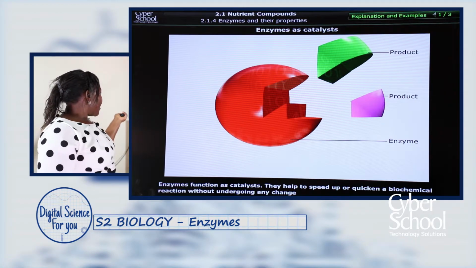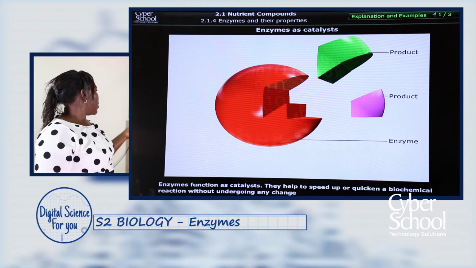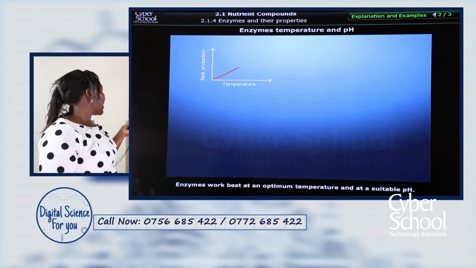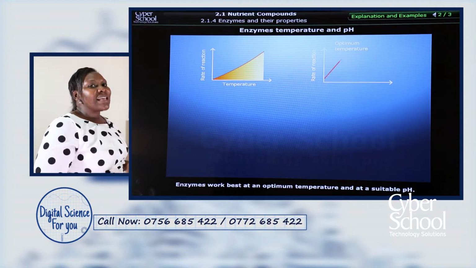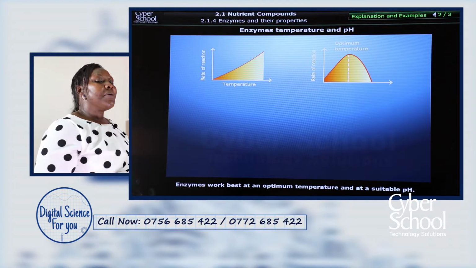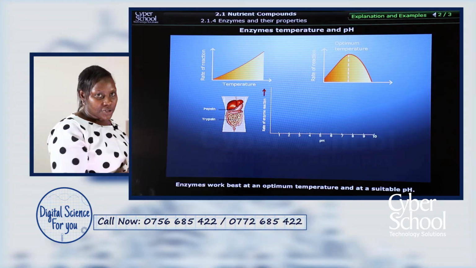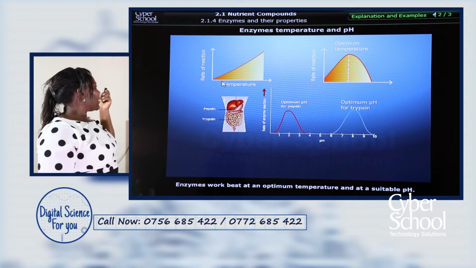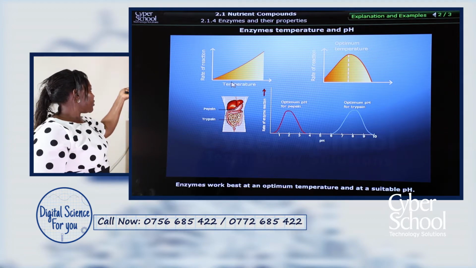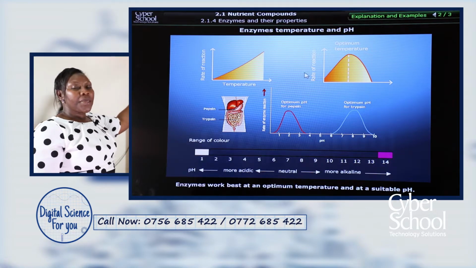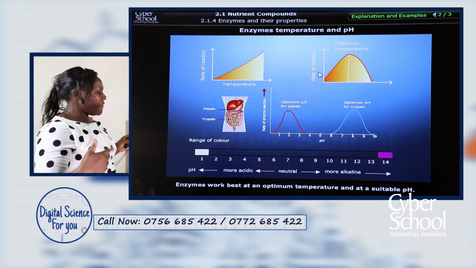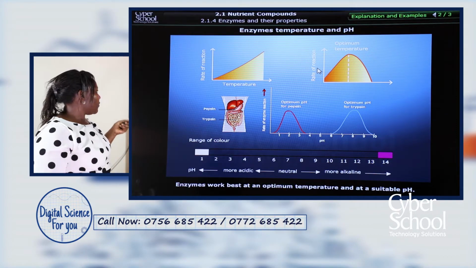As you can see, they function as catalysts. They speed up biochemical reactions without undergoing any change. Very, very important. We move on. What are some of the factors that determine the rate of an enzyme reaction? Let's look at the first factor, temperature, and then the next factor, pH. For today, we shall be more specific to those.